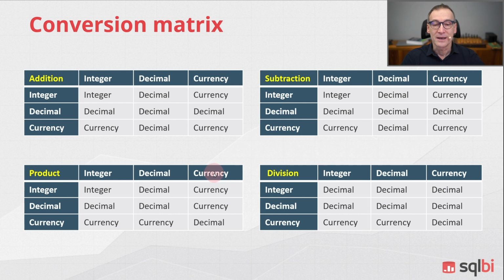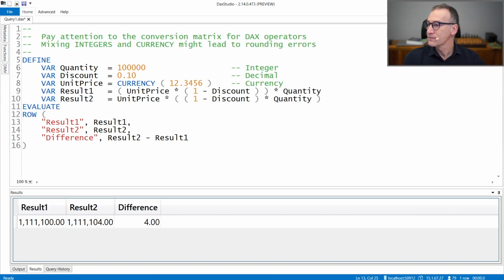because multiplying a currency by an integer or a decimal produces a currency, and this affects the result of your calculation, because remember that currencies are basically integers where the last 4 digits are used as the decimal places. Therefore, you might incur rounding errors if you do not pay attention to how the entire expression gets computed. Let's see that with an example.